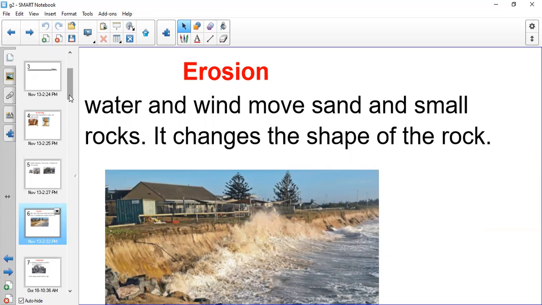They will carry the small rocks from their place to another place, and by the end, the shape of this rock will be changed. Okay, thanks, grade 2, for watching, and sorry for what happened in our online session. I wish that you understood this part, the first part of our lesson, which is called What Changed the Earth's Surface.